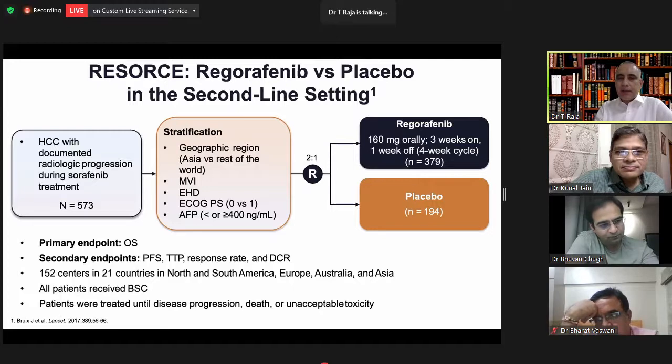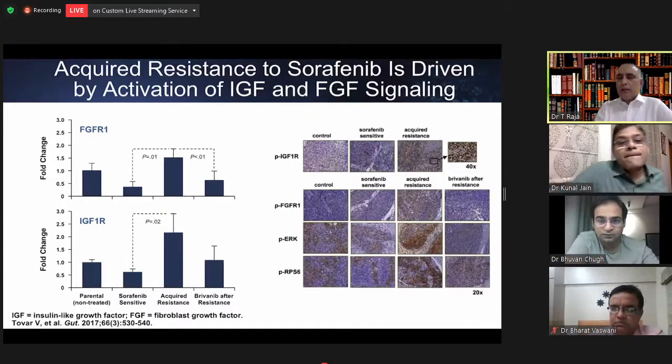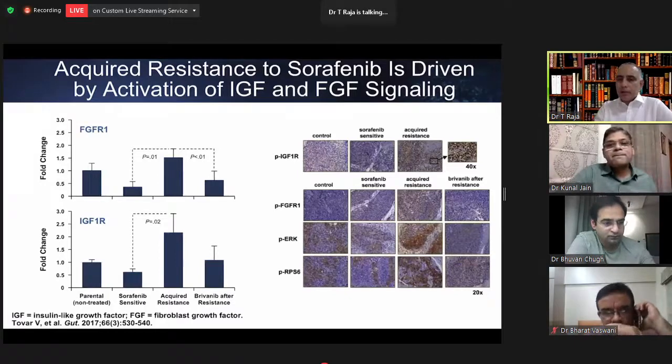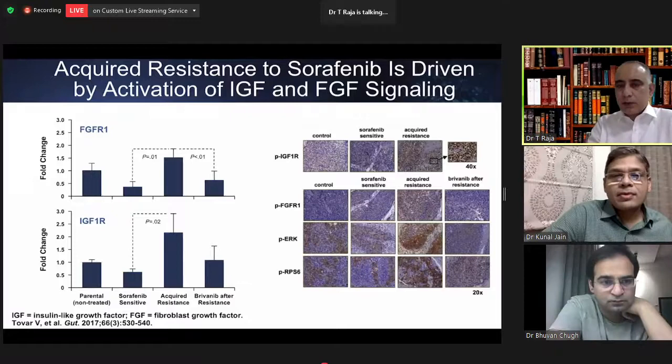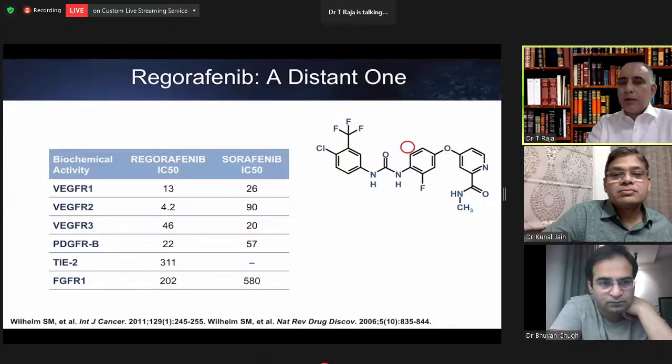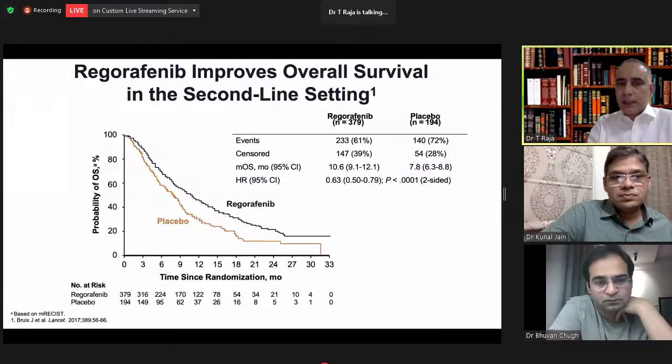Now, since we have to cover some of the second line options, regorafenib. As was mentioned by Amol and Bhuvan, this is the key. Why regorafenib would work later on is because of many other factors: IGF, FGF, and regorafenib has a pan inhibition. These are all the key that makes this drug important in the second line. And therefore, can we say that regorafenib is the standard of choice in the second line, Dr. Kunal?